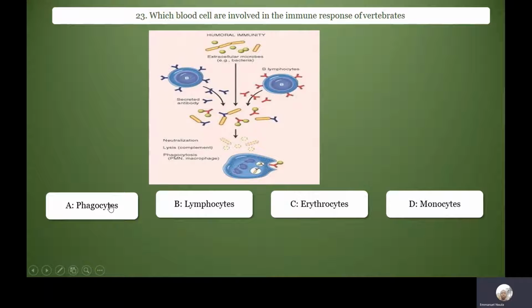Phagocytes are also white blood cells, but lymphocytes specifically produce antibodies that are involved in immune response. So the correct option here is B, lymphocytes.